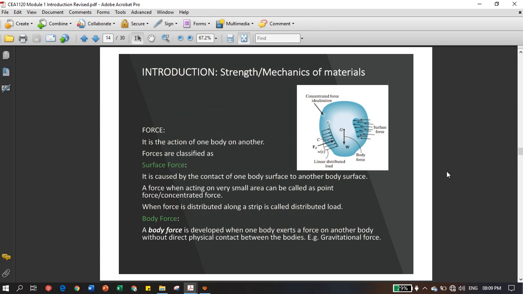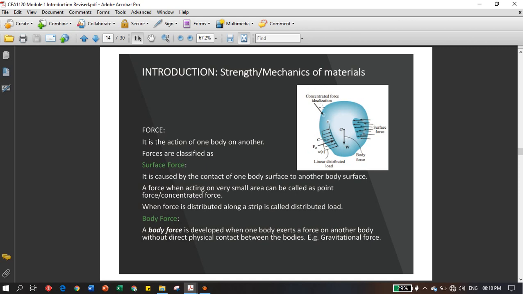And what are the forces basically? See here, this is a diagram. The body is an arbitrary body, and there are various types of forces acting on it. We have divided them into two types: surface force and body force. Surface force acts with the contact of two bodies. When two bodies are in contact with each other, surface forces apply, and body force applies even without contact, like gravitational force, magnetic force, or electrostatic force.